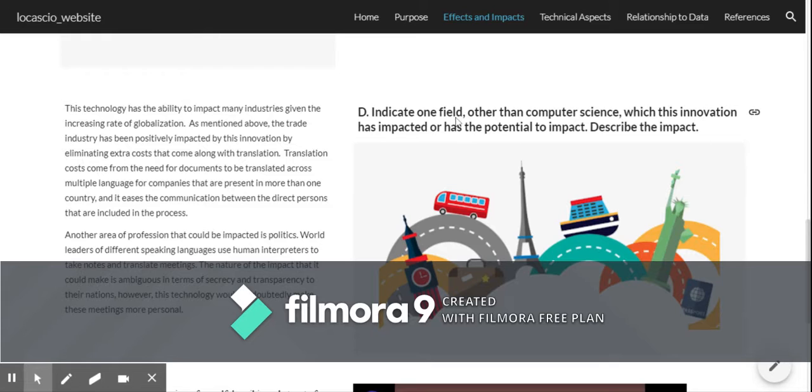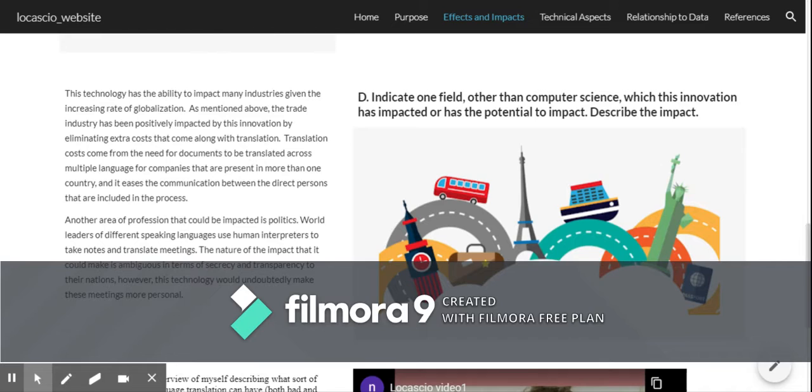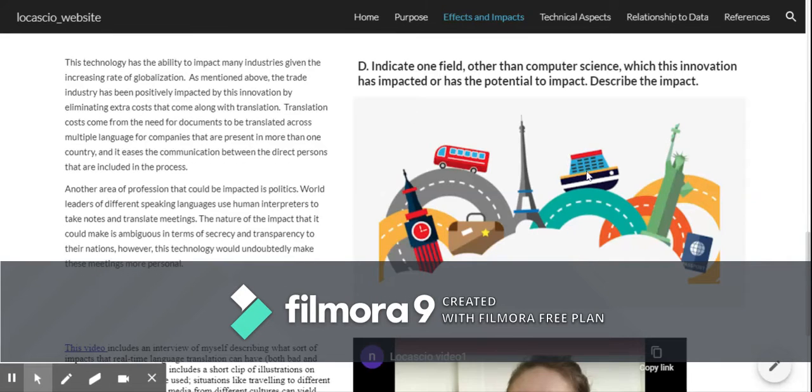D asks me to indicate one field other than computer science which this innovation has impacted or has the potential to impact, and describe the impact. I focused on international trade and business by referring to a study that showed that international trade grew by 17.5% when using real-time language translation. I chose this image on the right because this technology could be very useful in all sorts of countries, even though it doesn't necessarily have the ability to translate over all the languages there are.